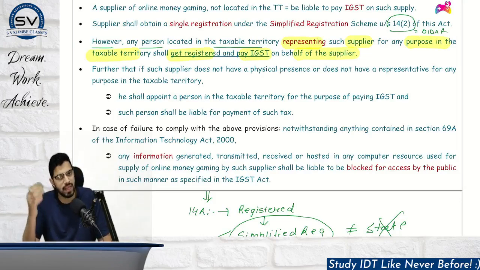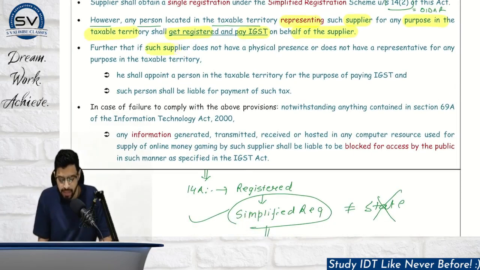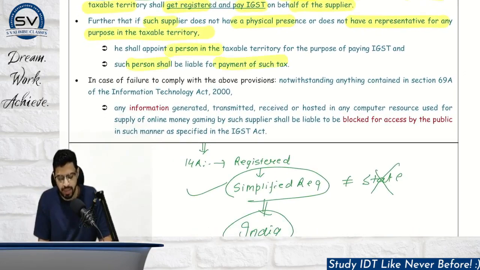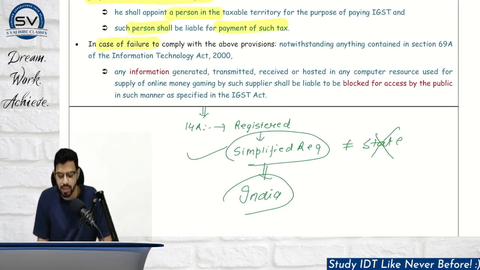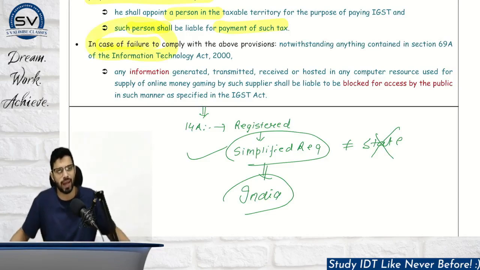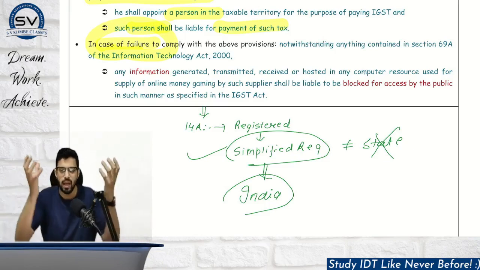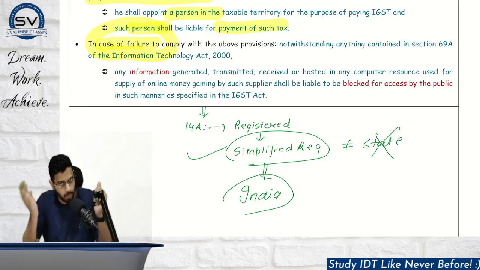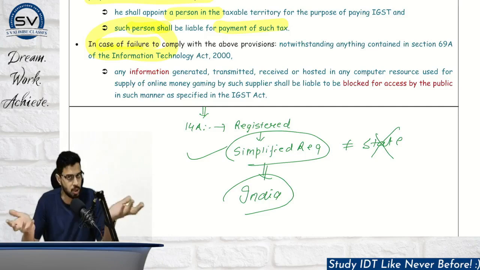So then he doesn't have to come, his representative will get registered. But if that supplier does not have physical presence, nor any representative, then he has to appoint someone and that person shall be responsible for paying tax. Now he says, what if I don't pay tax? Then what will our government do? Whatever information and IT resources he has, that information will be blocked for public access regardless of what our IT Act 2000 says. The information is intellectual property for that person. If that gets blocked for the public, then obviously his situation will be compromised and that will impact his business. So that is a way to ensure that he complies with these provisions.